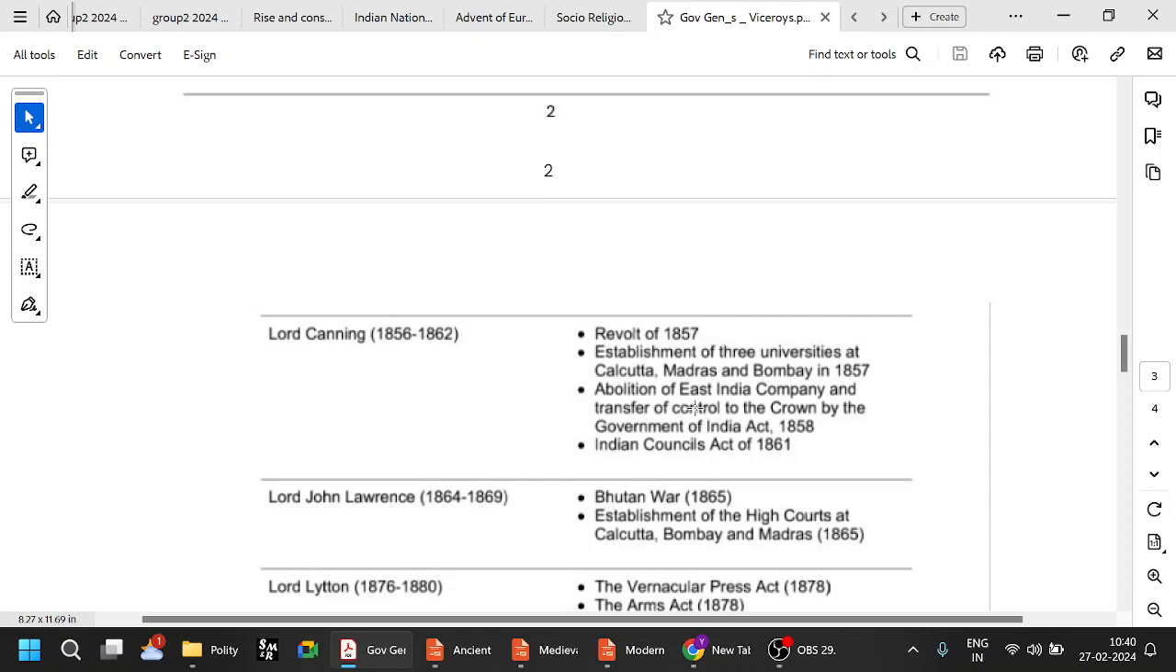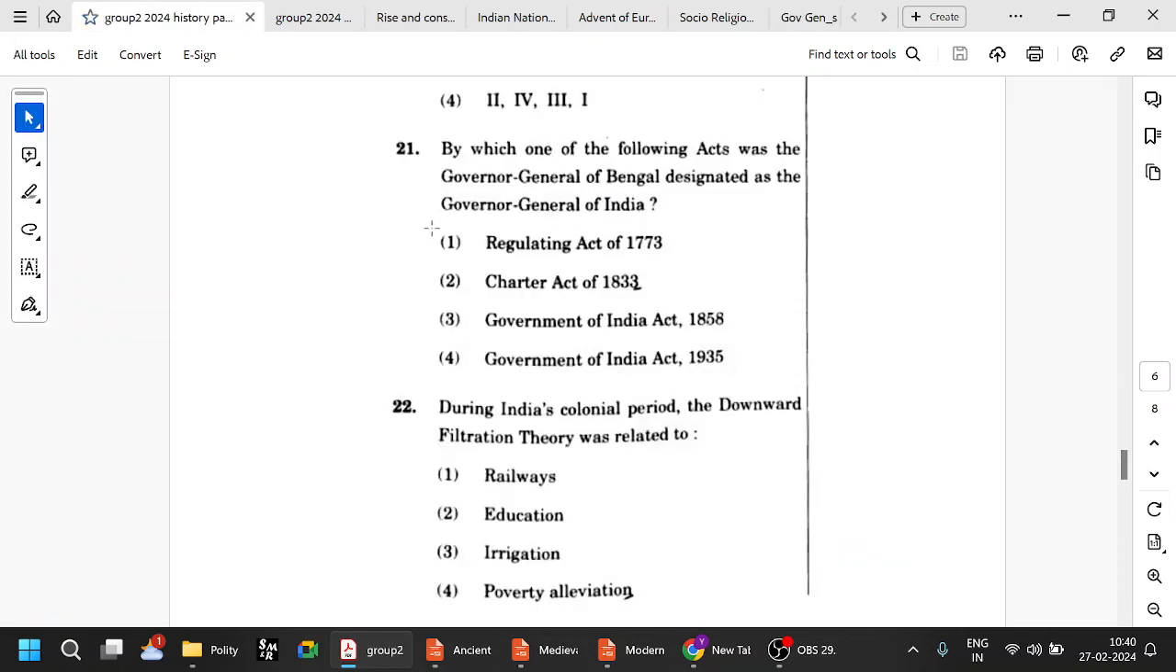Till then, the East India Company was there. Now the British Crown had taken over. So all these are very important. The Regulating Act of 1773 is regarding Lord Warren Hastings becoming the Governor General of Bengal, and the Charter Act of 1833 made Lord William Bentinck the Governor General of India, and in 1858, immediately after the revolt, Lord Canning became the Viceroy. And the Government of India Act 1935 itself is a very big topic. It contains a lot of information. We'll look into that.